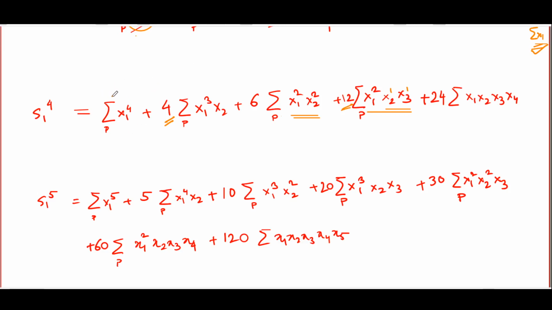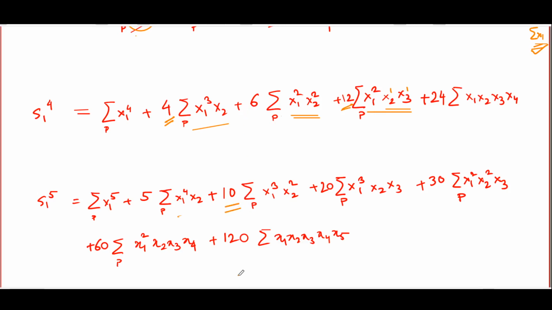x1 to the 5 can be obtained by multiplying this x1 to the 4 by x1. Coefficient of 1. x1 to the 4 x2, the next partition, from x1 cube x2 times x1 or x1 to the 4 times x2. 4 from the first option, 1 from the second. So that's a 5. x1 cube x2 square can be obtained by multiplying x1 cube x2 by x2 or x1 square x2 square by x1. 4 from the first, 6 from the other.